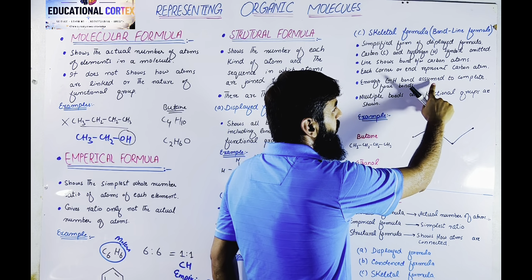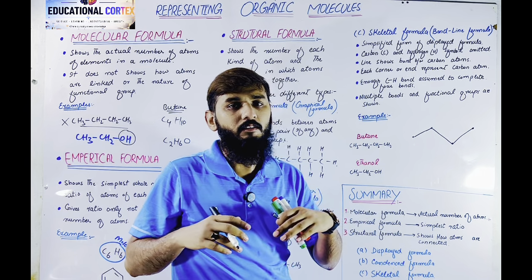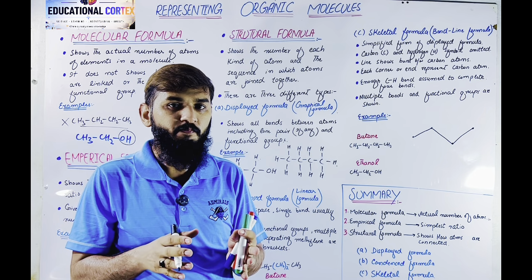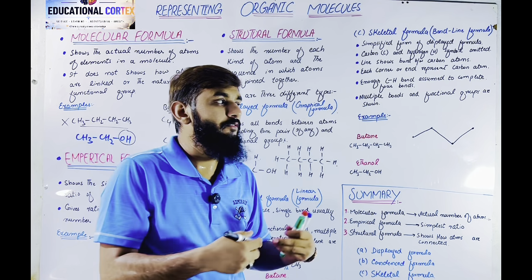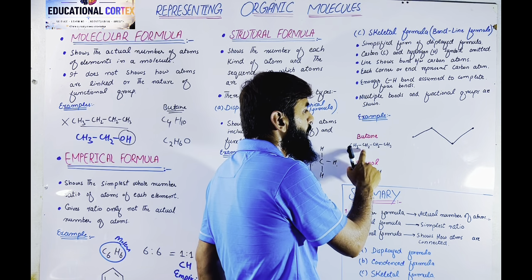Enough carbon-hydrogen bonds are assumed to complete 4 bonds, meaning wherever there are spare bonds of a carbon atom, we will assume there would be a hydrogen atom. This is the example of butane.